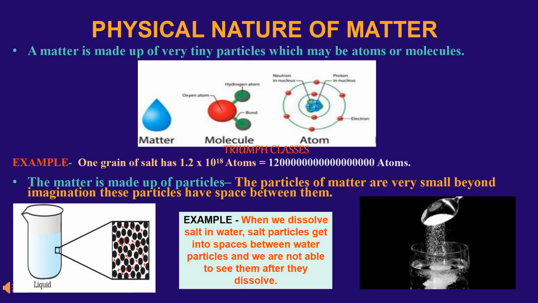Physical nature of matter. Matter is made up of very tiny particles which may be atoms or molecules. For example, 1 grain of salt has 1.2 × 10^18 atoms. The matter is made up of particles, and the particles of matter are very small, beyond imagination.